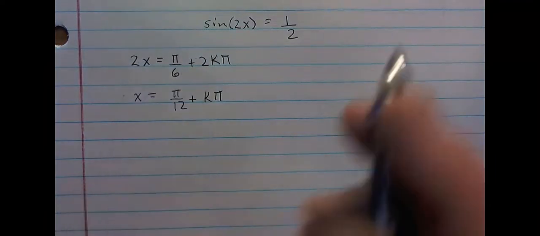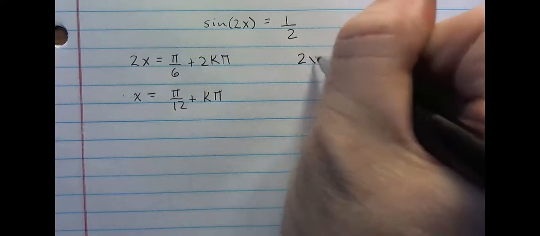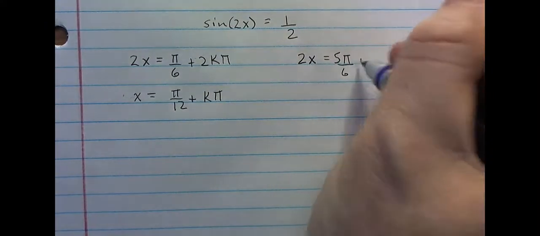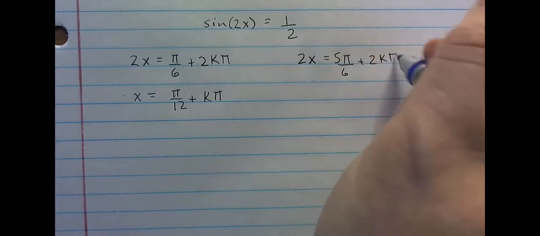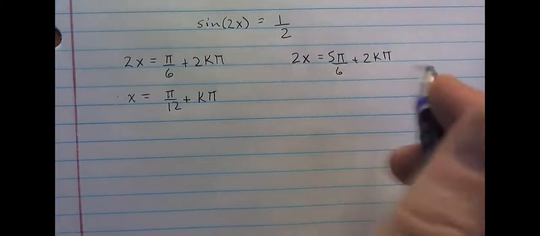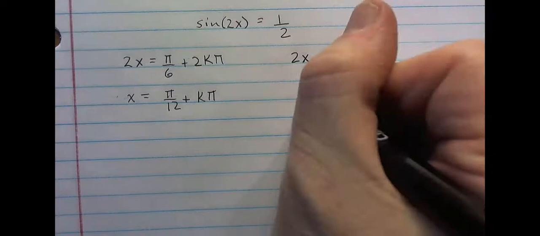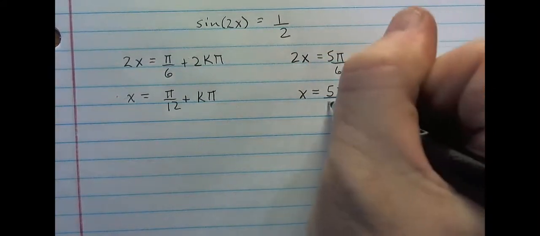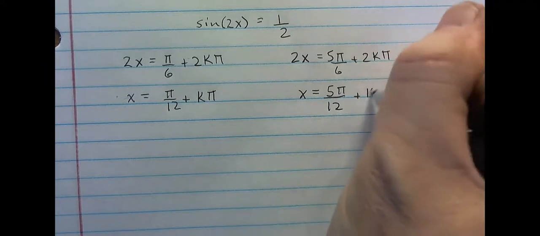So we just divided everything by 2, and we had 2x equals 5 pi over 6 plus 2k pi. Now I just need to divide everything by 2. So I get x equals 5 pi over 12 plus k pi.